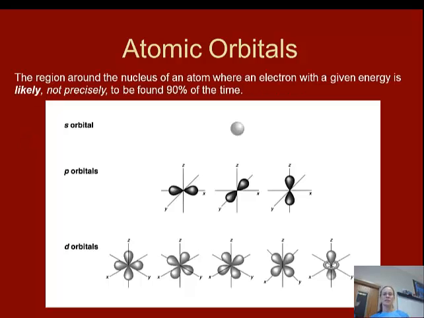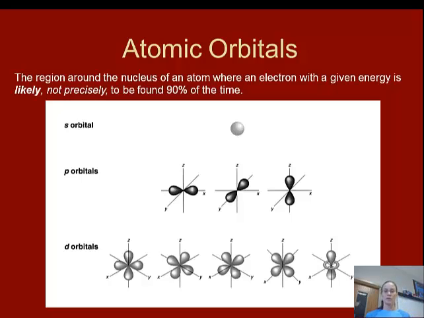So this slide just shows you some models, some 2-dimensional pictures of what these regions in space look like, these 3-dimensional regions where electrons are likely to be found. And remember that these 3-dimensional regions represent where the electron is most likely to be found. It's not a guarantee that the electron is going to be in that position, but there's 90% probability that we'll find the electron here. So you can see the S orbital has that spherical shape.